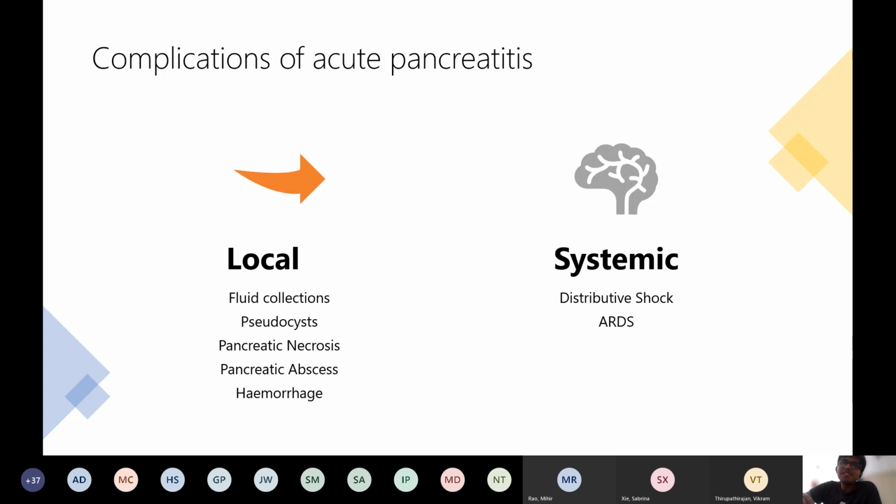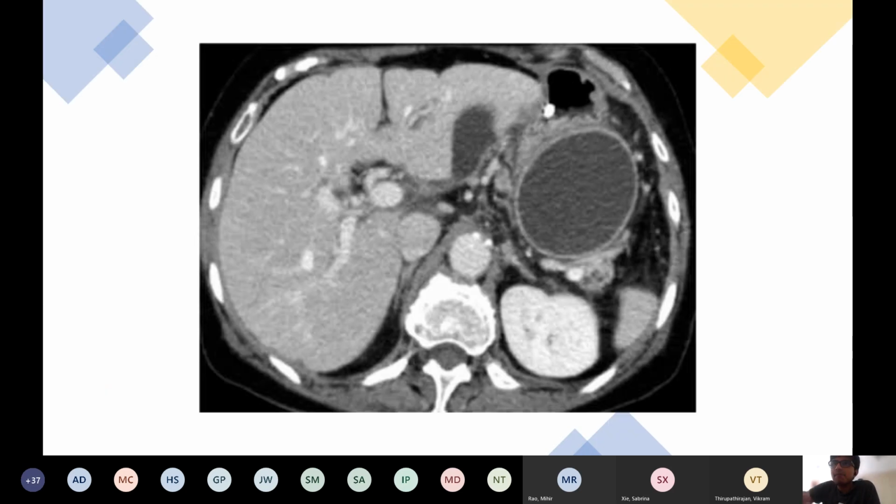Right, so I've got some nasty CTs that have come up in question banks before. Does anyone know what this is? This is a pseudocyst, and does anyone know what the difference between a pseudocyst and a cyst is? In terms of cells? Yeah, exactly. So cysts will have an epithelial lining, pseudocysts tend not to.